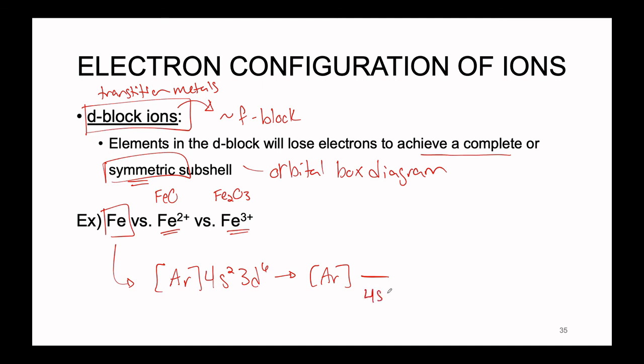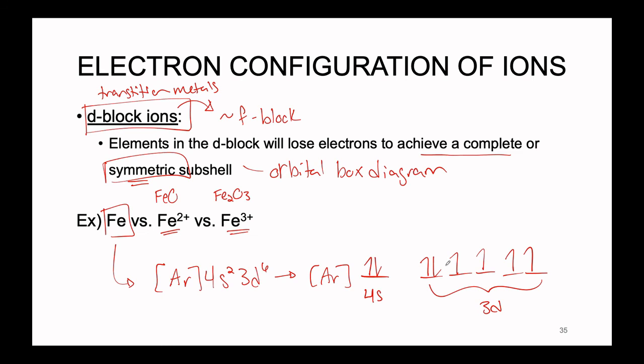Our 4s shell is going to be here, and there are 2 electrons inside of it. And the 1, 2, 3, 4, 5 3d orbitals are here, and there are a total of 1, 2, 3, 4, 5, 6 electrons inside of it.